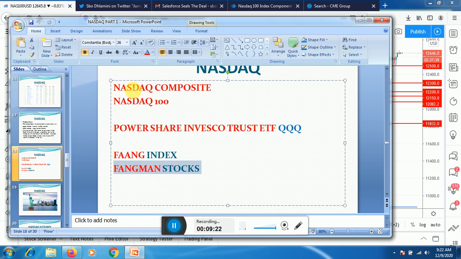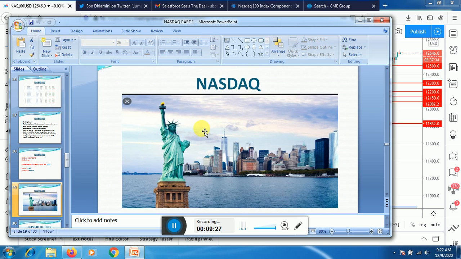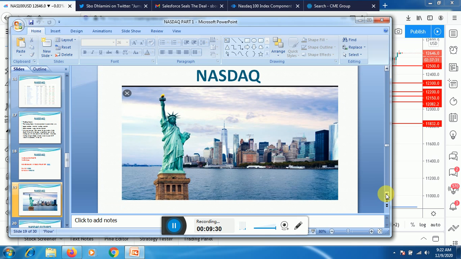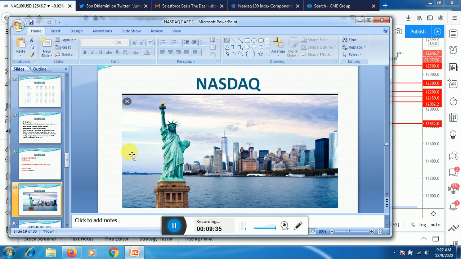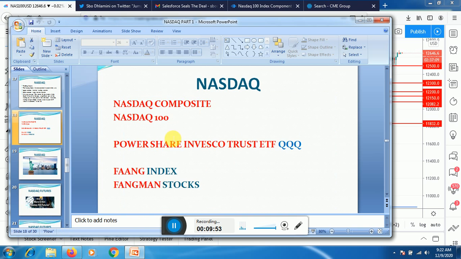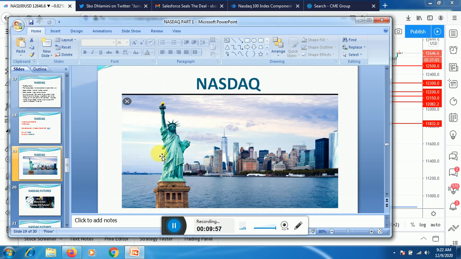So these five indices trade around the New York session, when the New York session starts. They are listed in New York, on the New York Stock Exchange and also on the NASDAQ Exchange. So they trade usually during New York trading session hours. It is very, very important to know at which times these indices trade.